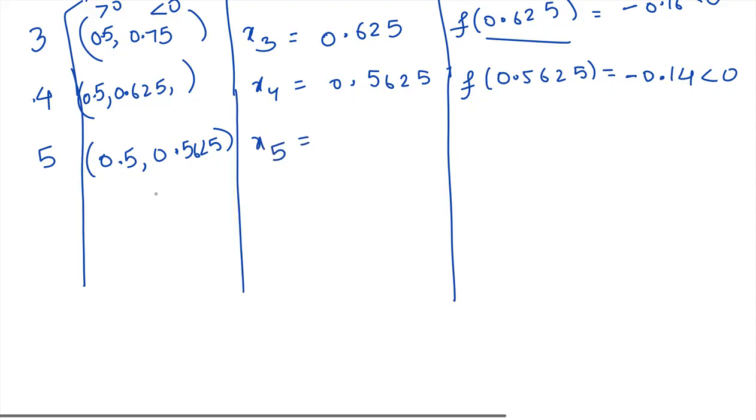Now what is x5? 0.5 plus 0.5625 divided by 2. So this will give us 0.53125. So f of 0.53125 is minus 0.04, which is less than 0 again.